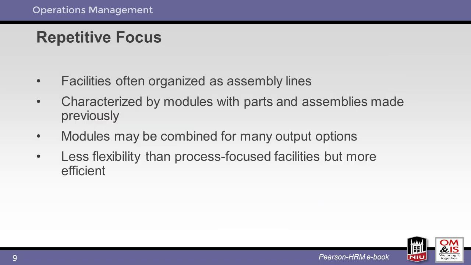Repetitive focus takes advantage of assembly lines to reduce cost and produce repeatability. Assemblies often consist of standard parts and sub-assemblies. Modular assembly is common. This method is less flexible than process-focused lines, but is more efficient.